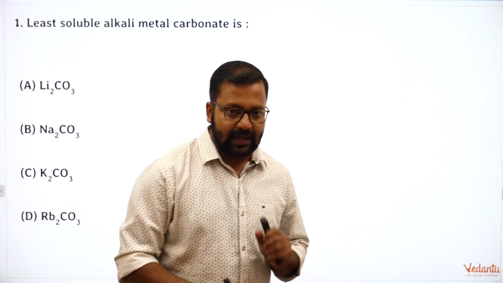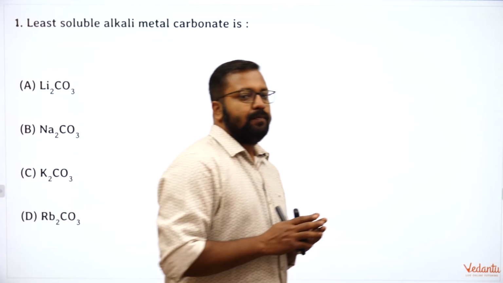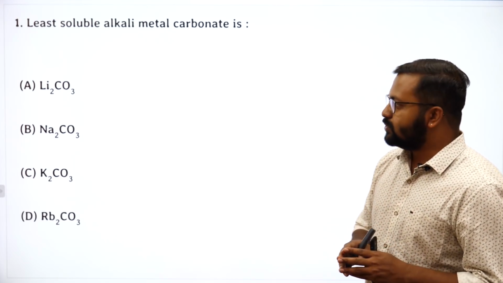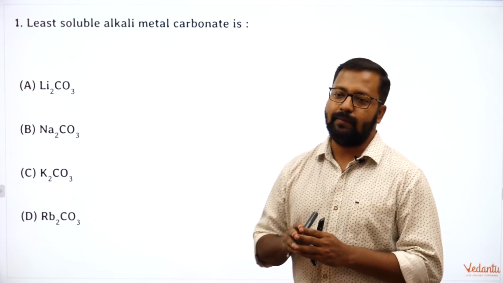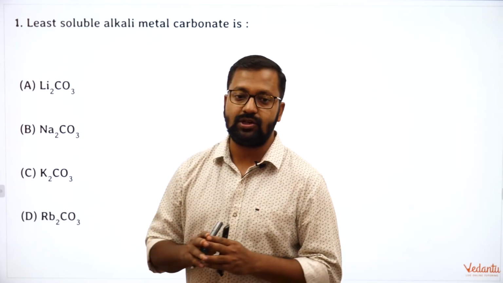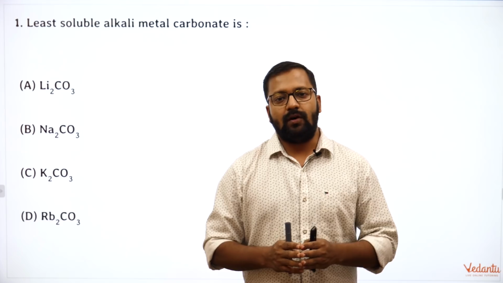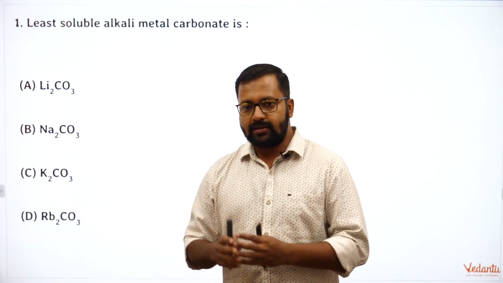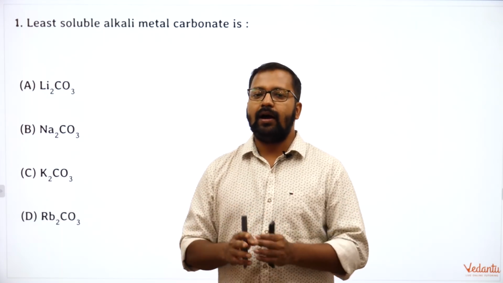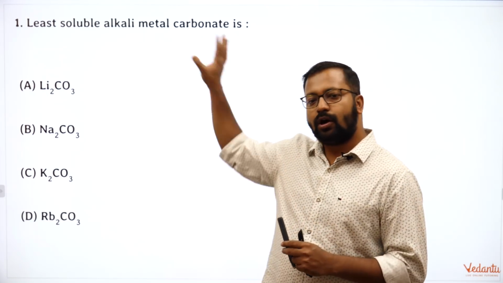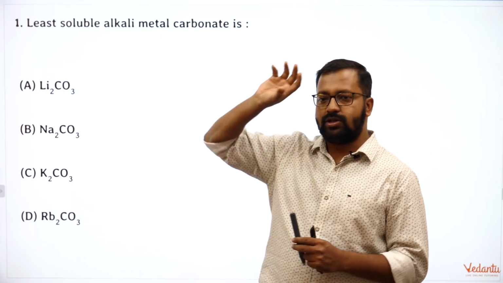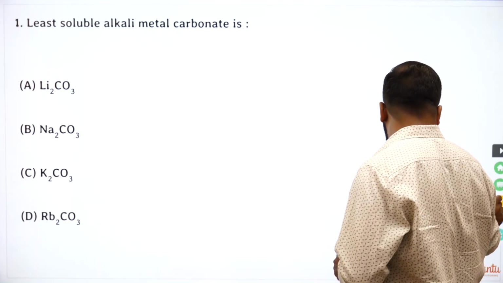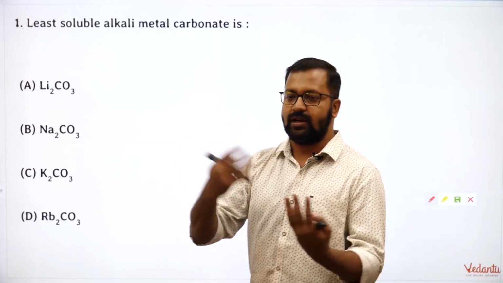The first question for the day is: the least soluble alkali metal carbonate is what? The options are Li2CO3, Na2CO3, K2CO3, Rb2CO3. The question is very simple. It can be solved on the basis of Fajan's rule, in which we know that if the covalent character increases, then the solubility in aqueous solvent decreases. Now, this solubility usually takes into consideration solubility in water, so please don't get confused. How does polarization, or Fajan's rule, affect that?